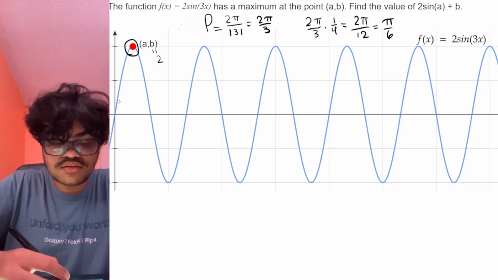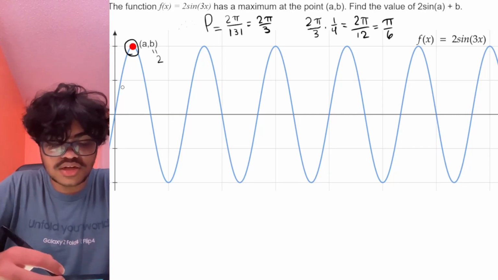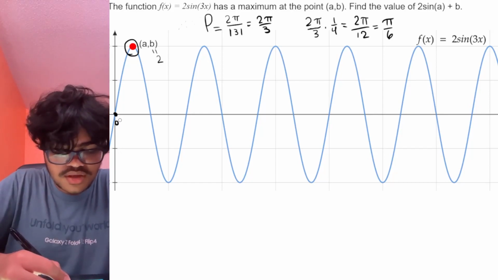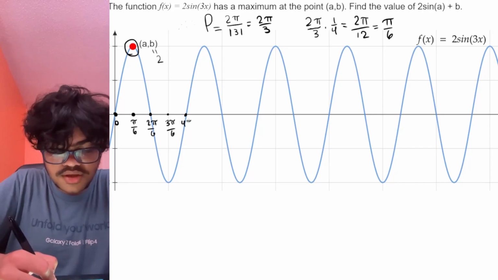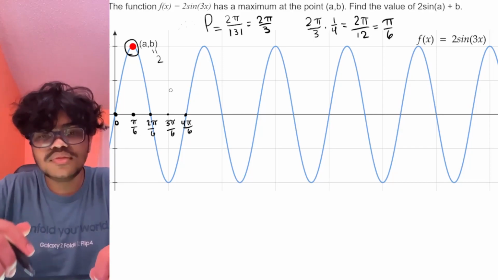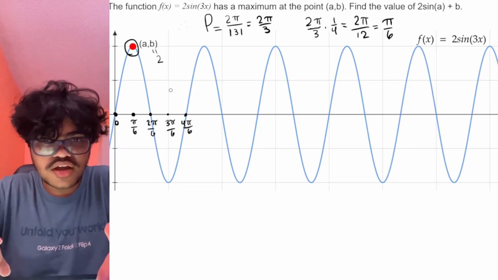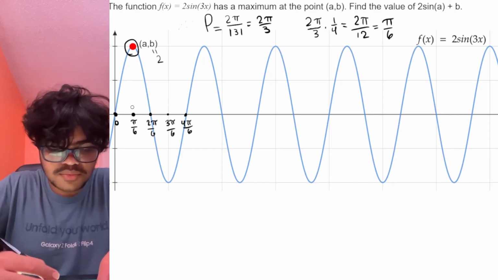Now we have these critical points that I was just marking down. So right here we have x equals 0, right here we have x equals pi over 6, and right here we have 2 pi over 6, and then 3 pi over 6, and on and on. Right here we have 4 pi over 6. But we don't really need to move on after that. We already have our x value of the maximum right here, pi over 6, you see?